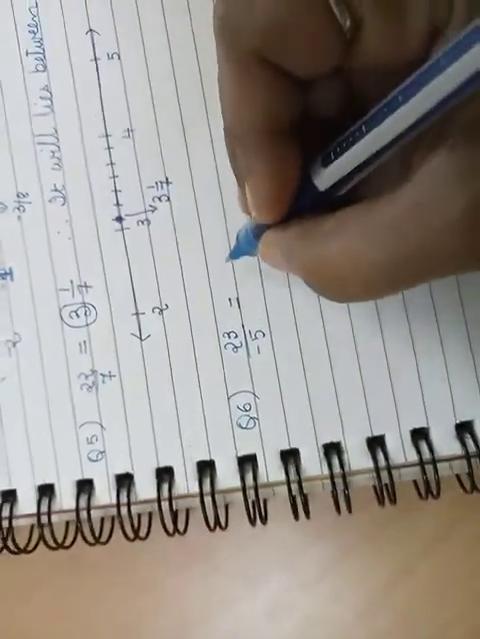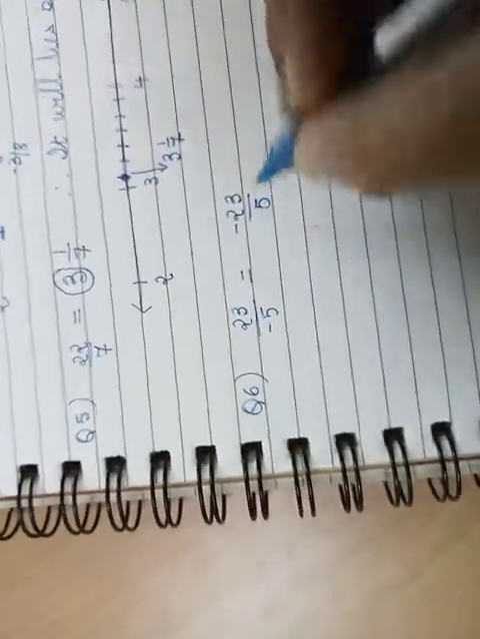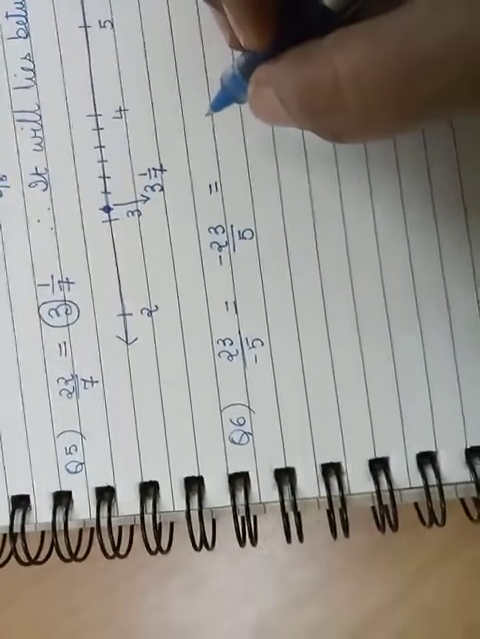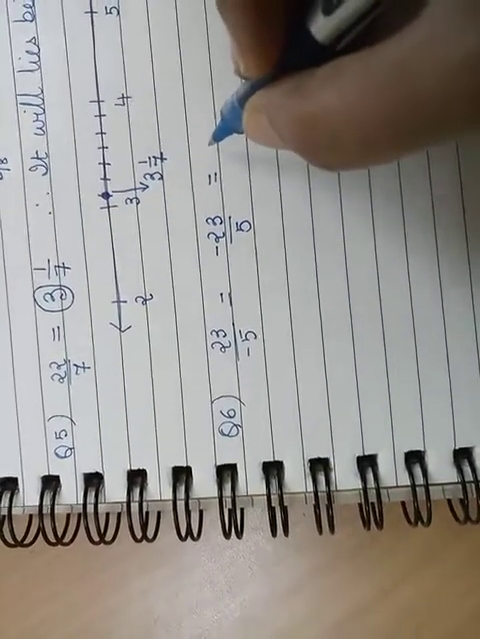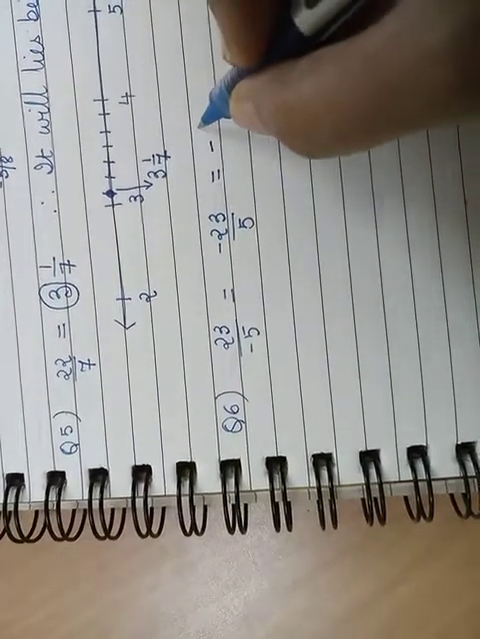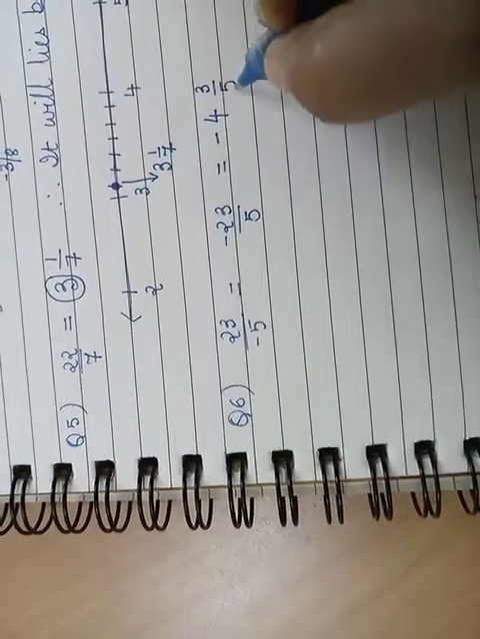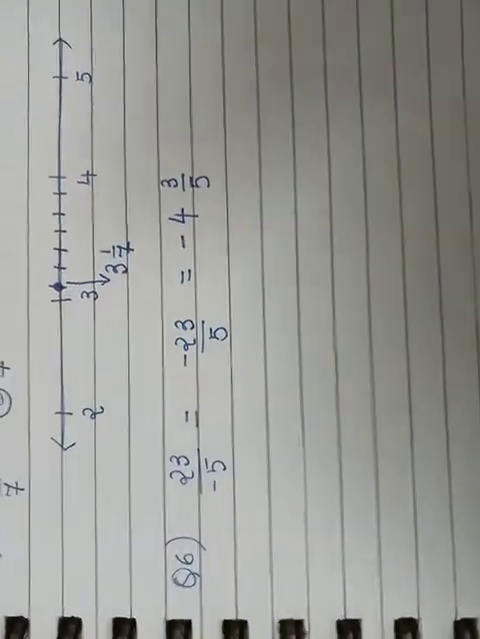So how am I going to write it? I am going to write it as minus 23 by 5. Now, as it is an improper fraction, I convert it into a mixed fraction. So 5 fours are 20, 3 left over 5. So it is equal to minus 4 whole 3 by 5.